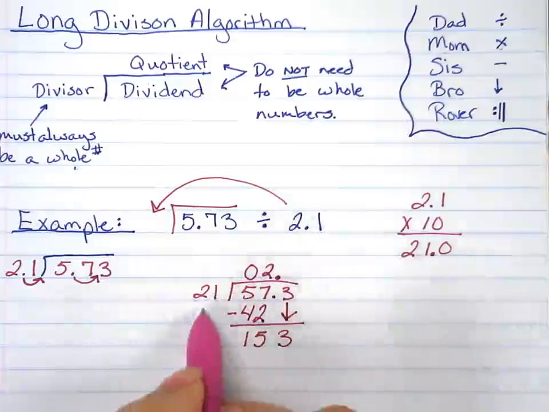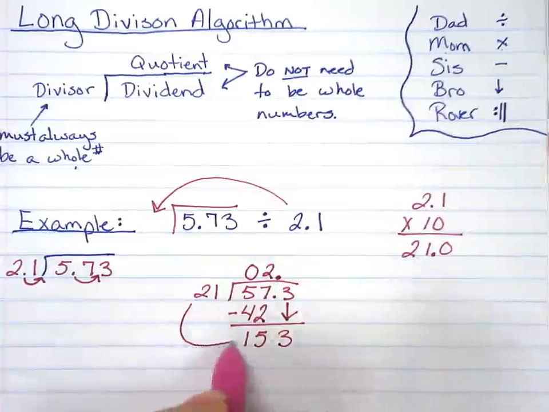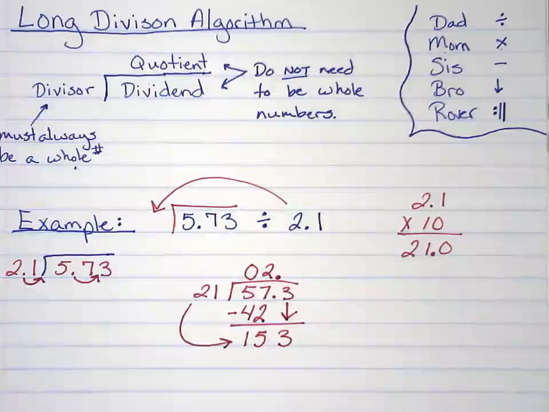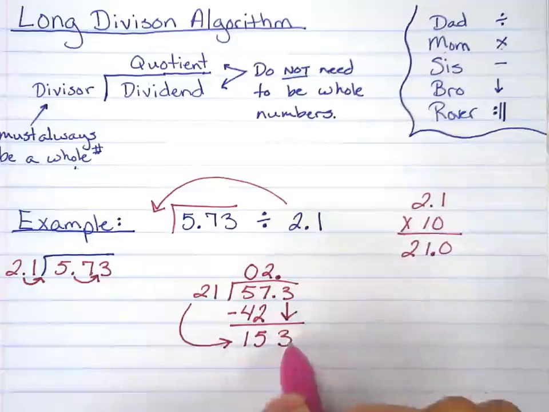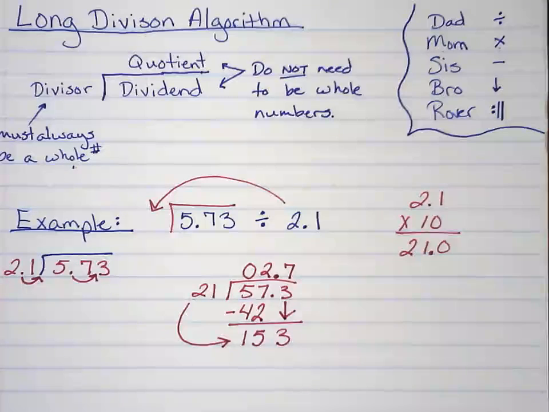So Dad's going to divide again. But now we're going to see how many times 21 goes into 153. So if we're looking at 153, it's going to go into that 7 times. Well, 153 ends right here, so I'm going to put that 7 right over that last digit, keeping it nice and lined up.